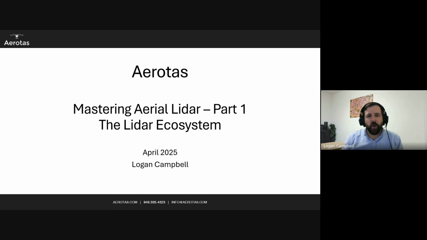Today we're going to be talking about the entire LiDAR ecosystem. This is not quite an intro to LiDAR because we'll go a little bit more deep than that, but we're going to talk about aerial LiDAR, particularly drone aerial LiDAR, what it looks like today, what it's going to look like in the future, and where it all came from.